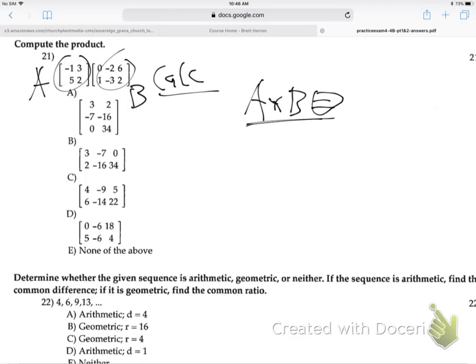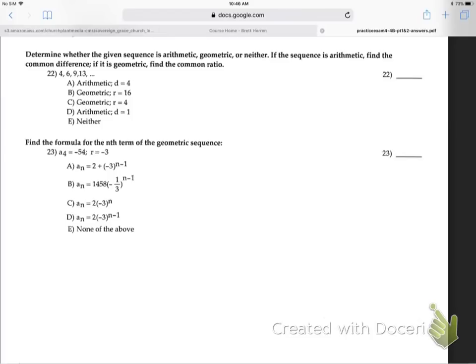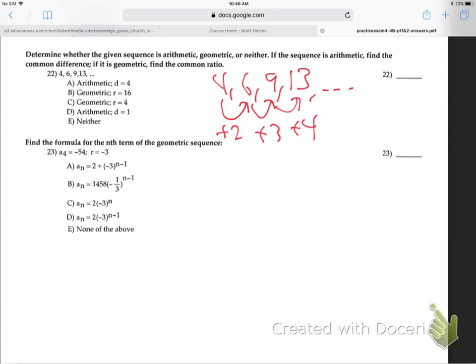Let's go to 22. Determine whether the given sequence is arithmetic, geometric. Okay. 22. Okay, so they're giving me 4, 6, 9, 13, and so on. How do you determine, given a sequence like that, if it's arithmetic, geometric, or what it is? You look at the jump from term to term. What's the jump from 4 to 6? Add 2. What's this? Add 3. Add 4. So which one is it? Arithmetic, geometric, neither? Neither. You need to add the exact same number every time, or multiply the exact same number. Not a changing number. That's a neither.